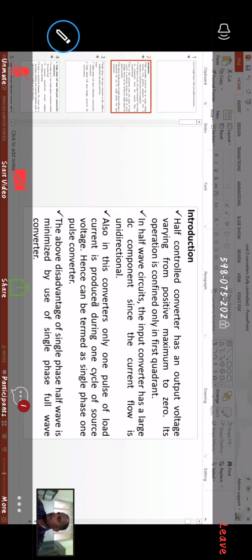full control converter. In the half controlled converter, the output voltage varies from positive maximum to 0, and its operation is confined only to the first quadrant. You must know there are 4 quadrants. In half controlled circuits, the input has a large DC component since the current flow is unidirectional. So in this case the current flows in only one direction, and it is positive maximum to 0 only.